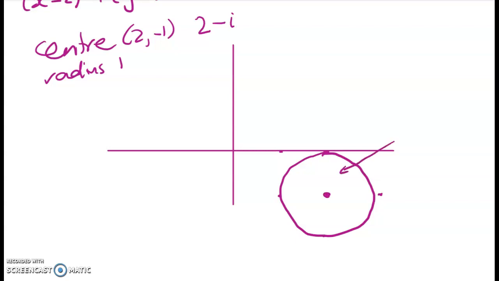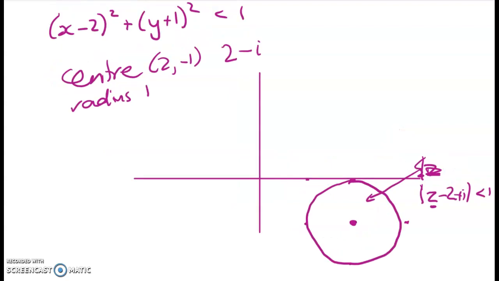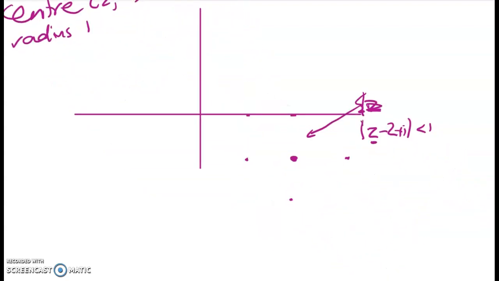So the points inside that are z points. The distance between the center of the circle and those points has to be less than 1. So better here actually is to do a dotted line. Let's see if we can do that. Because if I'm on the outside of that circle, my distance is equal to 1, not less than 1.